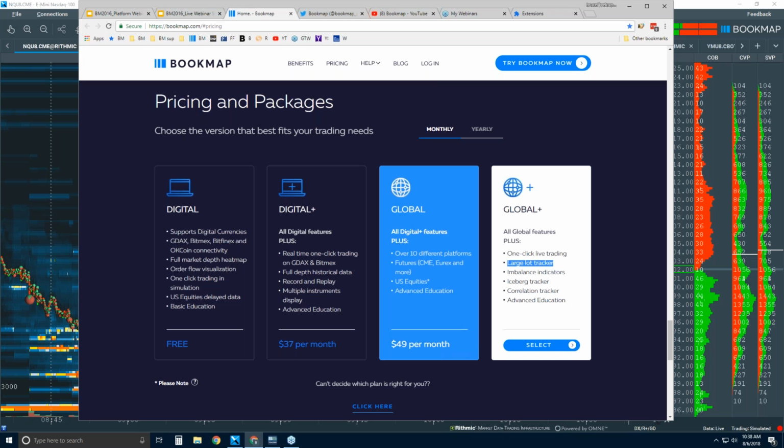So for example, the large lot tracker: we're looking at the order book and identifying larger players who are holding the majority of liquidity at that price level. We have an algo that can detect that. Imbalance indicators for the book and for volume, an iceberg detector or tracker. Again, looking at larger players, our algo can detect when a larger player is starting to use an iceberg order. We have a correlation tracker where you can add different markets onto the Bookmap chart and look for different correlations.